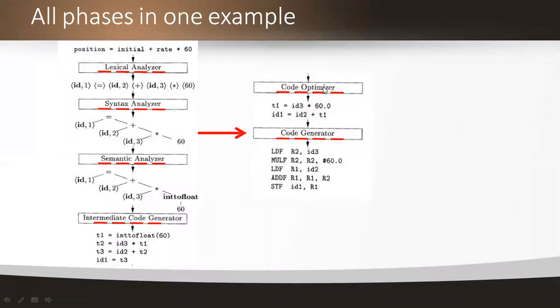By taking the input program as position equals initial plus rate into 60, now I'm going to implement the first phase of the compiler, that is the lexical analyzer. The first basic functionality is that the lexical analyzer can be called a scanner, scanning the input program, and it can also be called a linear analyzer. Make a note of all these.